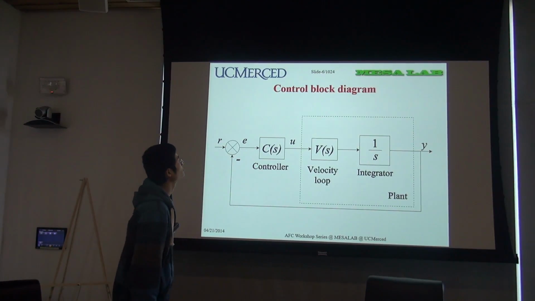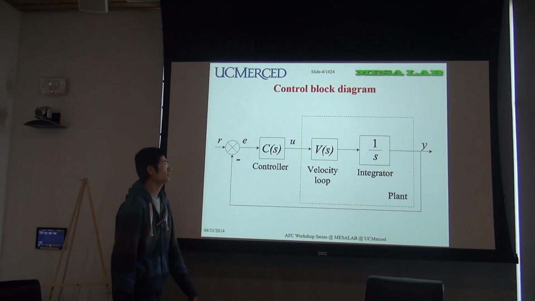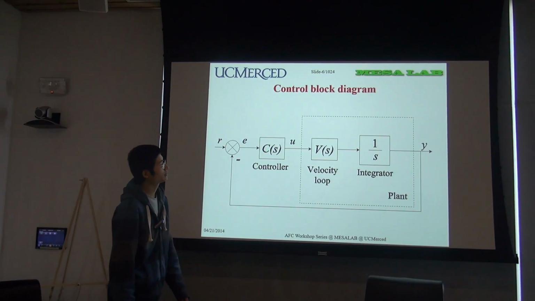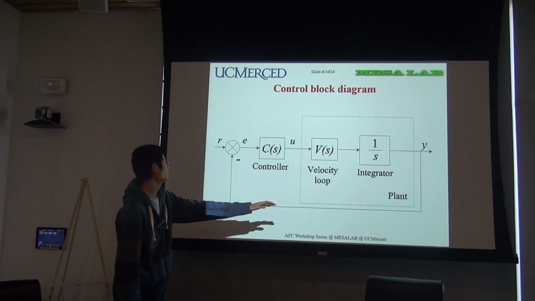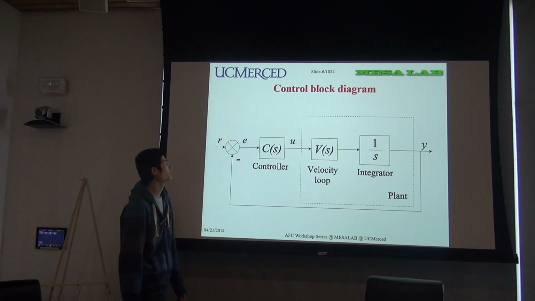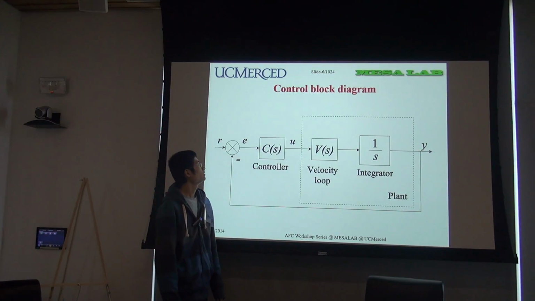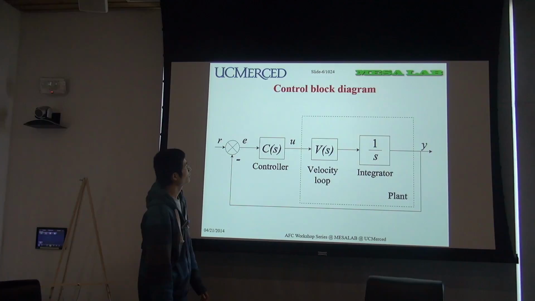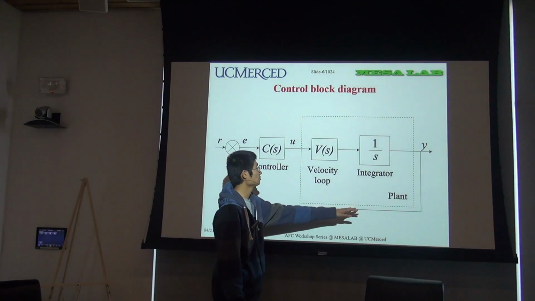This is the control block diagram we extracted from the system. This is the position control system. In this way, we have position feedback. Then we calculate the error and put the error in the controller. The controller can calculate velocity. Then we put the velocity to the plant.